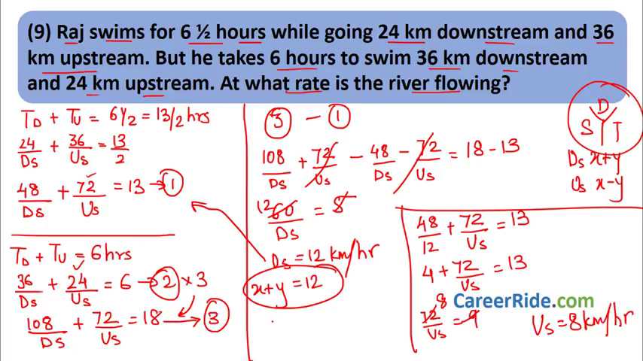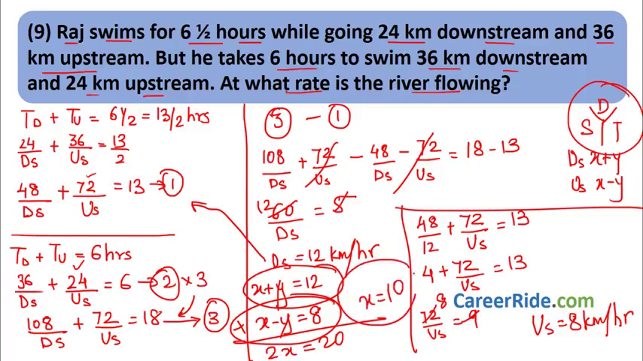But what is upstream speed? We know it is x minus y. So x minus y is nothing but 8 kilometers per hour. So if we add these both equations, what do we get? Y gets cancelled. x plus x is 2x equal to 8 plus 12 is 20. So what is the value of x? 10 kilometers per hour, right? If the value of x is 10, what will be the value of y?